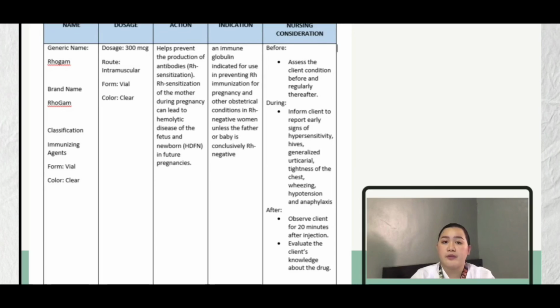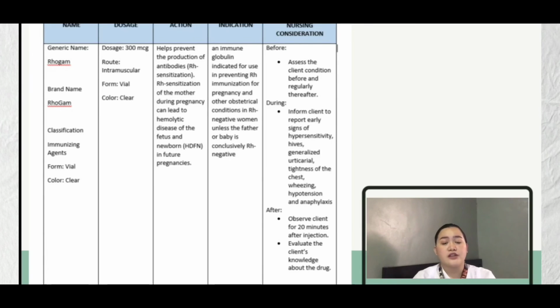The generic and brand name is RhoGAM. It is an immunizing agent by classification, in the form of a vial, and the color is clear. The dosage is 300 mcg. The route is intramuscular. The action of this drug is it helps prevent the production of antibodies, or the Rh sensitization of the mother during pregnancy, which can lead to hemolytic disease of the fetus and newborn in future pregnancies. The indication of this drug is an immune globulin indicated in preventing Rh immunization for pregnancy and other obstetrical conditions in Rh negative women, unless the father or baby is conclusively Rh negative.